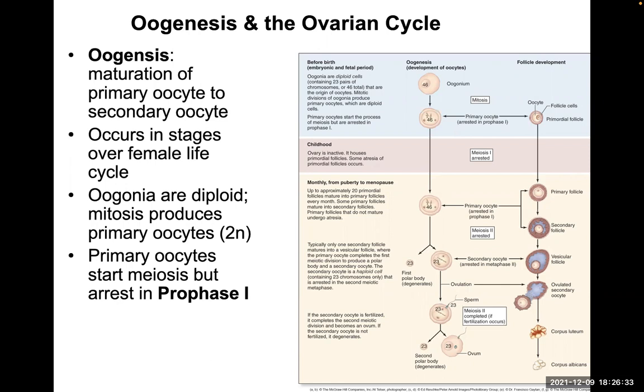And again, they're arrested in prophase 1. And then after puberty occurs, a handful of those follicles every month will develop, and of those, an even smaller handful will get to the point where the primary oocyte matures into a secondary oocyte. And then of that small handful, only one is usually ovulated per month.